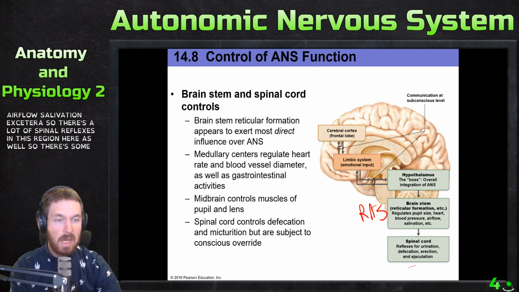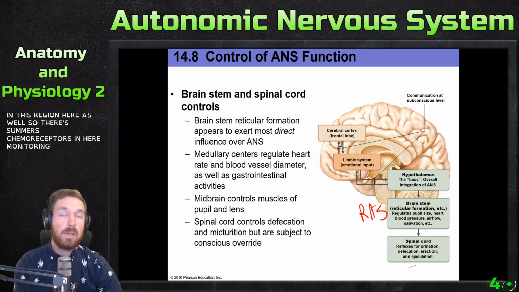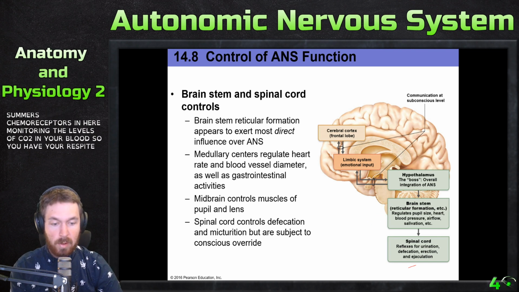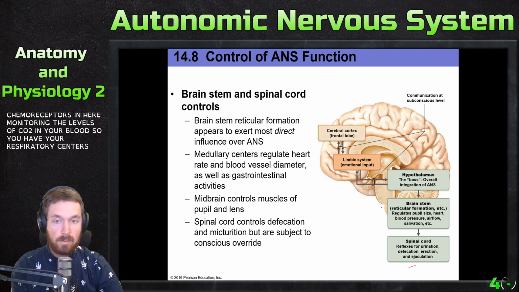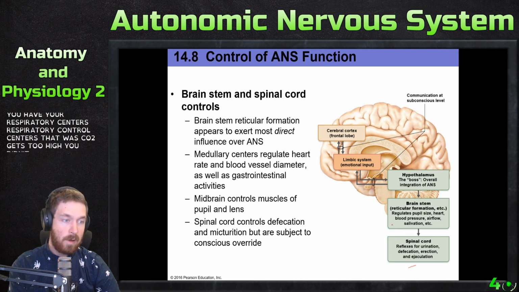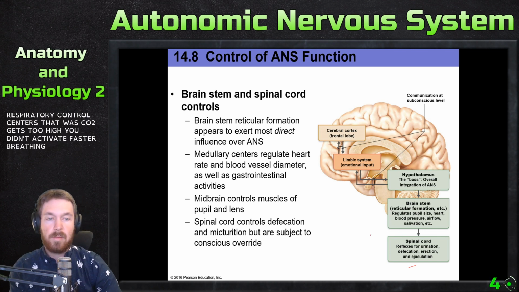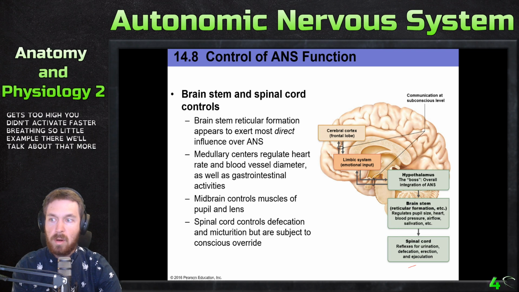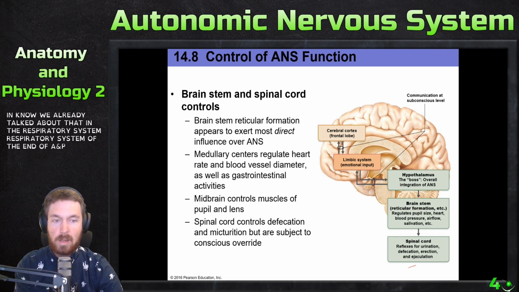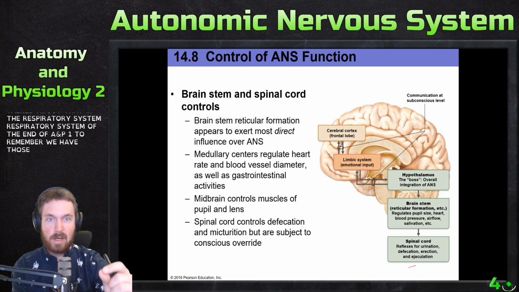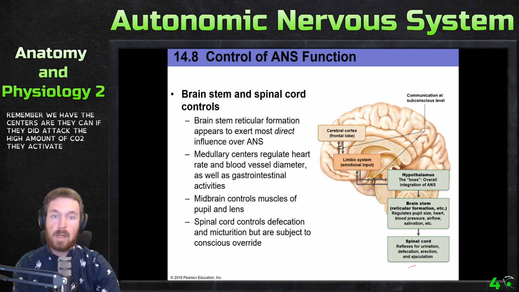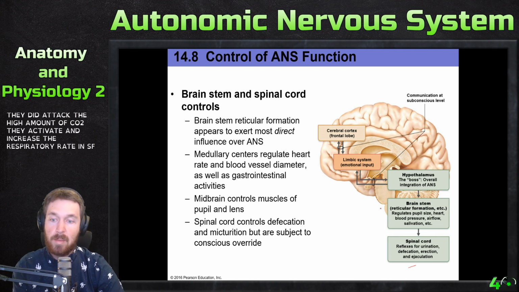So there's some chemoreceptors in here monitoring the levels of CO2 in your blood. So you have your respiratory control centers that, well, if CO2 gets too high, you then activate faster breathing. So a little example there. We already talked about that in the respiratory system. Respiratory system was the end of ANP1. So remember, we have those centers there. If they detect a high amount of CO2, they activate and increase the respiratory rate. And that's an autonomic response.